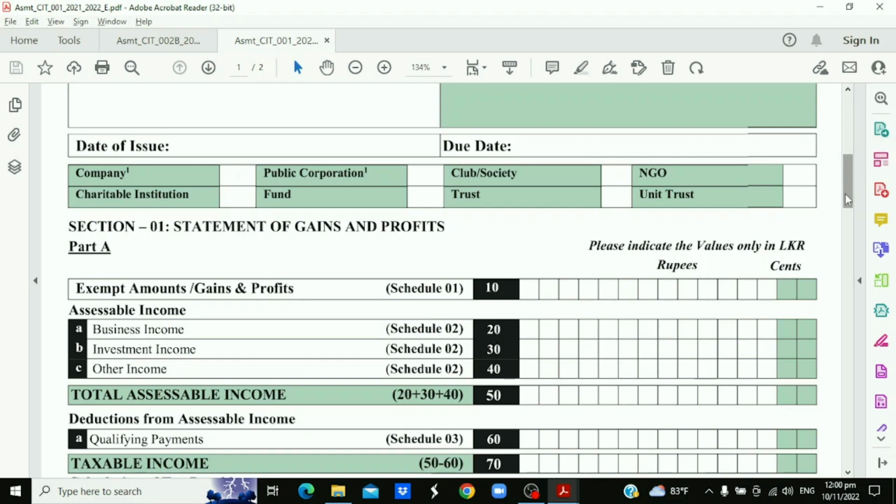Then we move into the return, but when you are using the e-service, before you move to the details of the return, you have to do a small test, right?